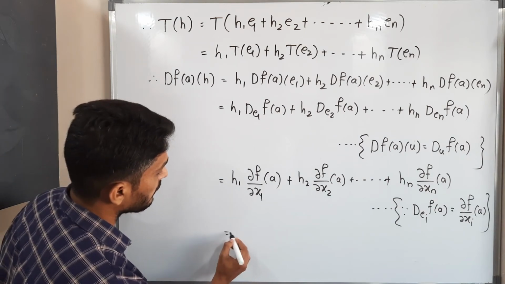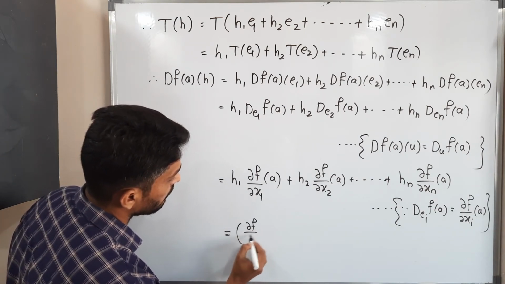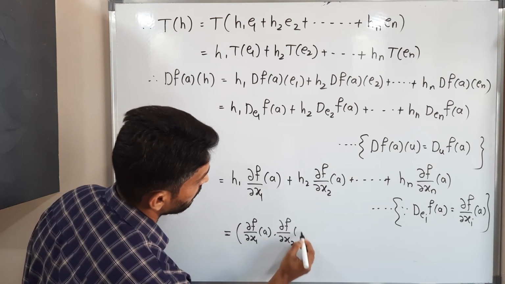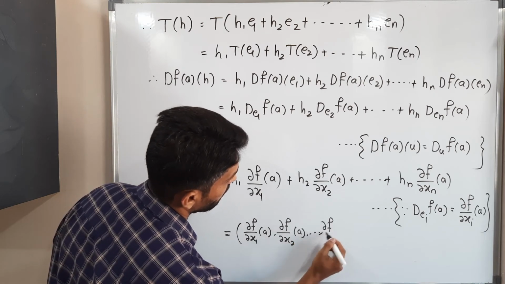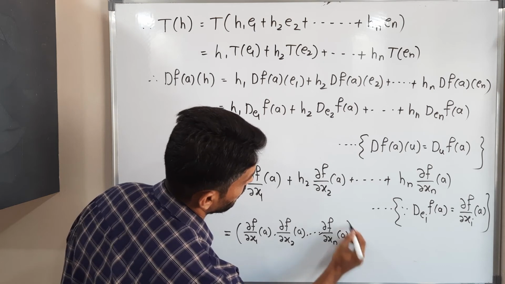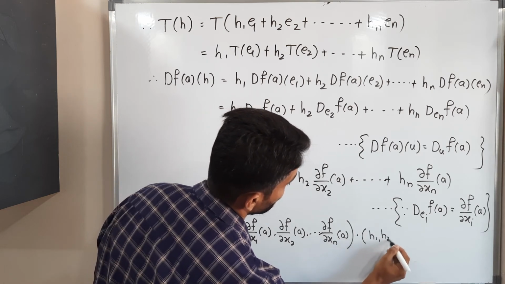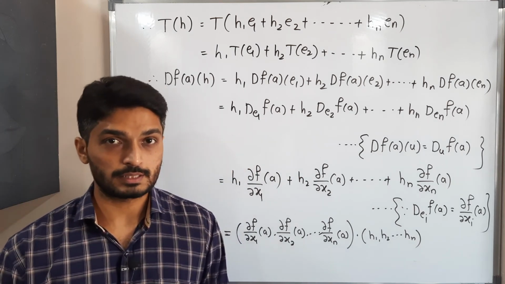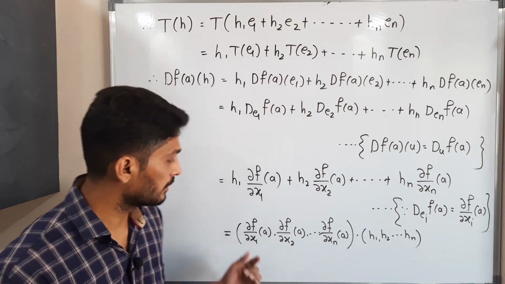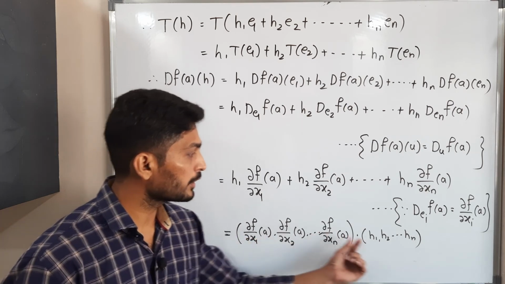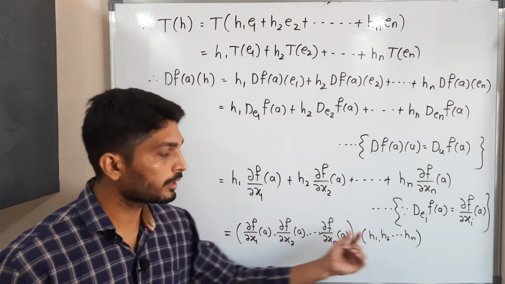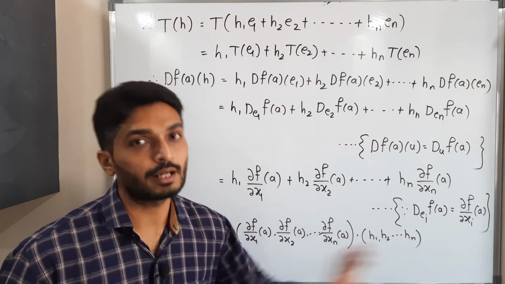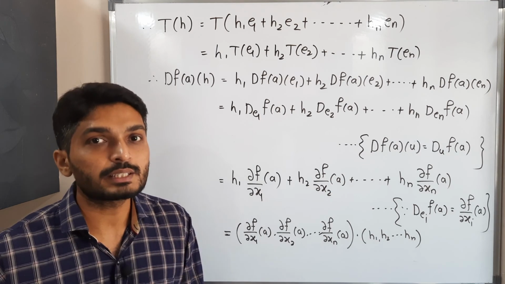After that, what will I do? I can write it in this way also: partial f by partial x1 of a, partial f by partial x2 of a, and so on, partial f by partial xn of a, into h1, h2, and so on, hn. So in the form of a dot product I have expressed it. You know how to compute a dot product, or inner product: first component into first component plus second component into second component plus third into third, and so on, last component into last component. Same thing, I simply expressed it in a different way.